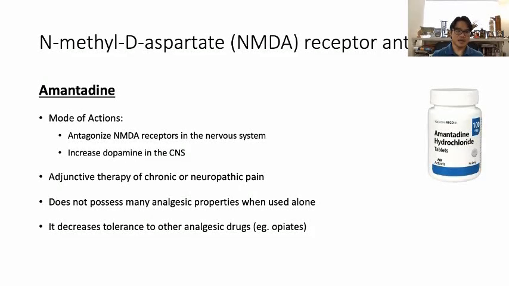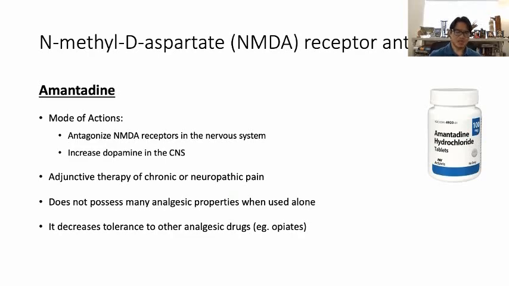Amantadine is another class of medication for pain, especially for chronic pain. It antagonizes NMDA receptors in the nervous system. It also increases dopamine in the central nervous system. By increasing the dopamine, it can help to control trembling and shaking, and this is why amantadine is used in humans for Parkinson's disease, because the dopamine level helps to control the trembling.